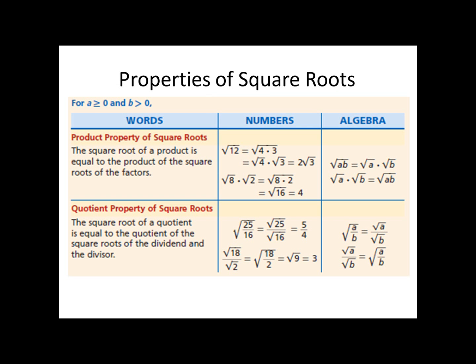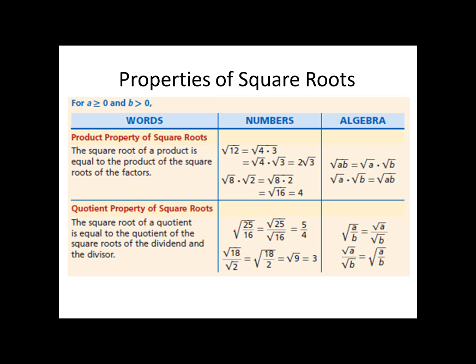Alright, let's talk about some properties of square roots. Now the square root, because of the nature of it, works out very, very well with multiplication and with division. So we see here a property of square roots involving products. That is, when we take the square root of a product, it's equal to taking the square roots of two factors of that number individually and multiplying those together.